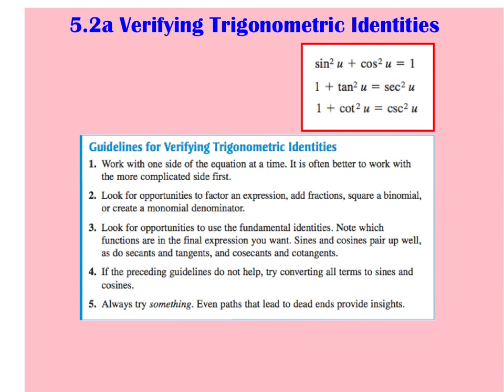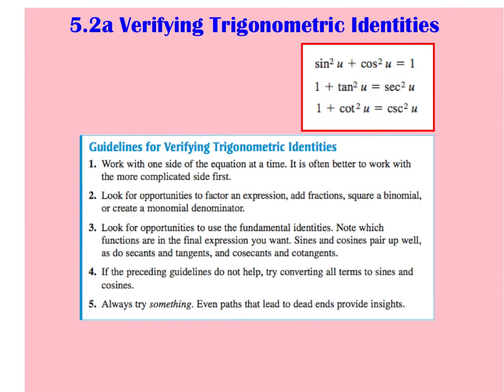All right, number 3. Look for opportunities to use the fundamental identities. Note which functions are in the final expression you want. Sines and cosines parallel, as do secants and tangents, and cosecants and cotangents. So we're going to be using these 3 things again. We only have to memorize sine squared plus cosine squared is equal to 1. How do we get the other 2? Divide by sine squared and cosine squared.